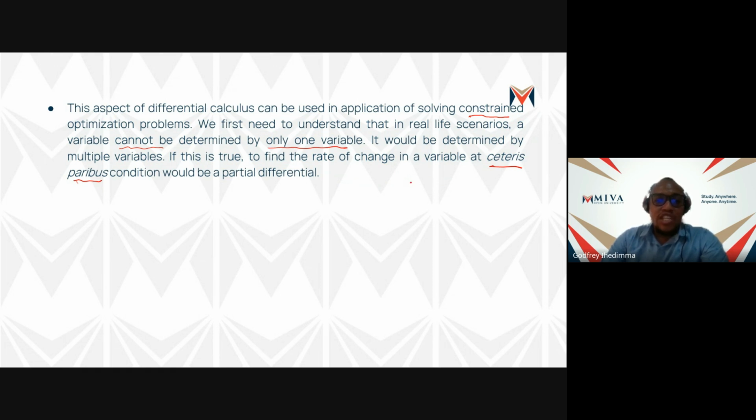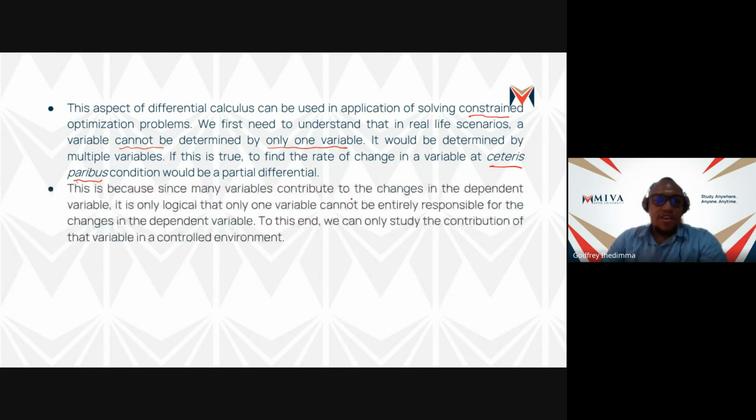It means that we are trying to ignore the existence of other variables, or the contributions of other variables, while we are focusing our attention on the variable of interest. So that is what it means anytime we are conducting a partial differential. Now, this is because, as we explained, since many variables contribute to the changes in the dependent variable, it is only logical that one variable cannot be entirely responsible for the changes in the dependent variable. To this end, we can only study the contribution of that variable in a controlled environment.